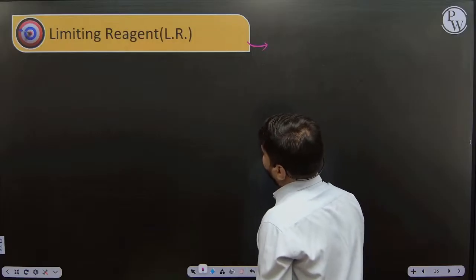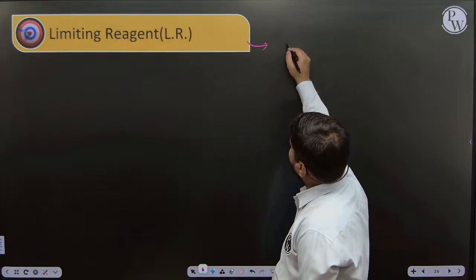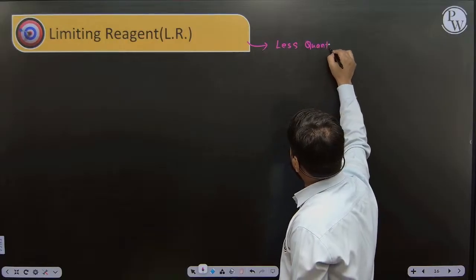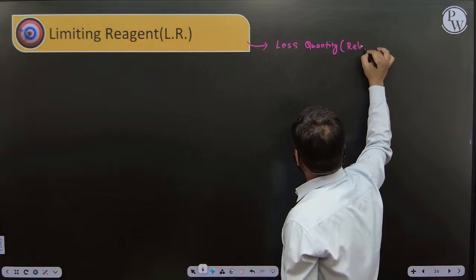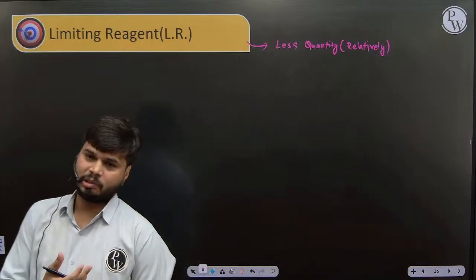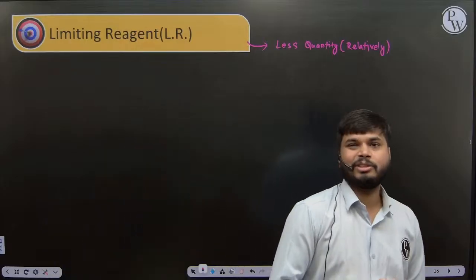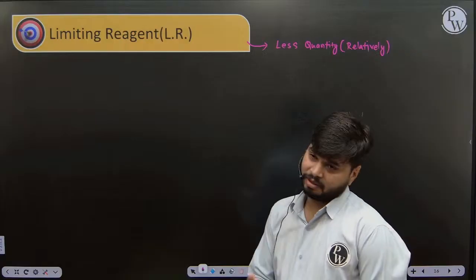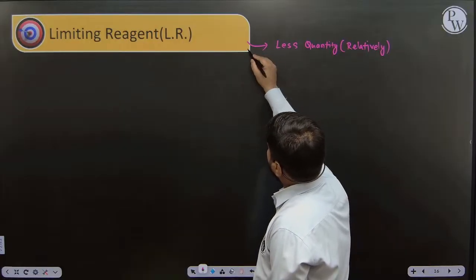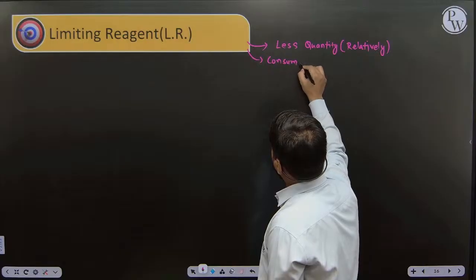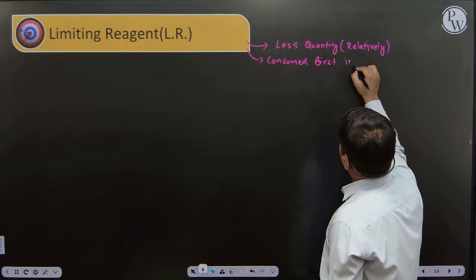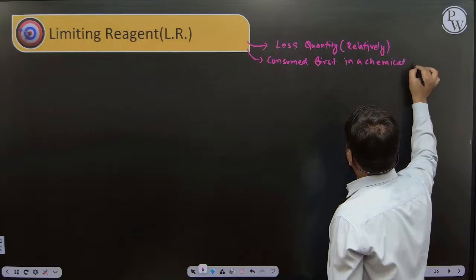So limiting reagent is the reactant which is present in a less quantity, relatively, right, है ना? So we are comparing, let's say, two reactants, and if their ratio is not as per the stoichiometry, and if something is less, that is known as limiting reagent, ठीक है? Limiting reagent will be consumed first, not last, in a chemical reaction, ठीक है?